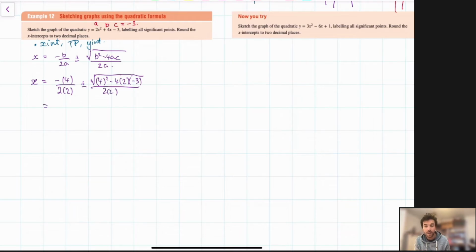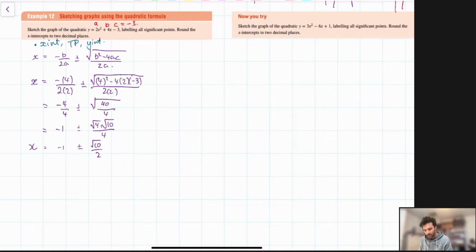Let's simplify. Negative 4 on 4 plus or minus, and this becomes the square root of, I believe it's 40, top of my head, on 4. We can simplify this further. This becomes negative 1 plus or minus, and we can simplify this as root 4 root 10 on 4, which eventually becomes x is equal to negative 1 plus or minus root 10 on 2. Now what we're going to do is plug this into our calculators.